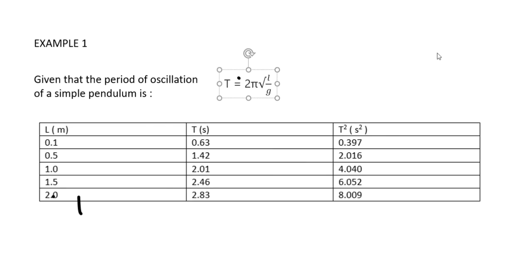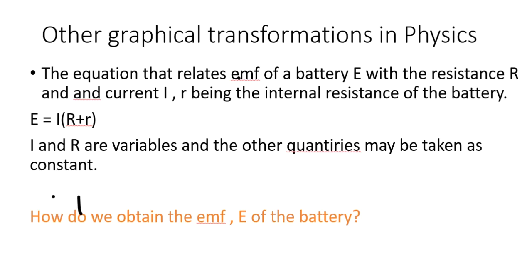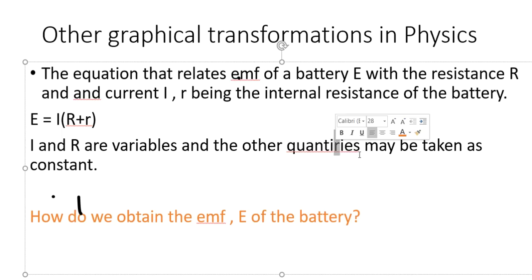So let's go further. Going further, we have other examples. For instance, now we have that the equation that relates EMF of a battery with resistance is given as this, where I and R are variables, and other quantities may be taken as constant. How do we obtain the EMF of the battery?